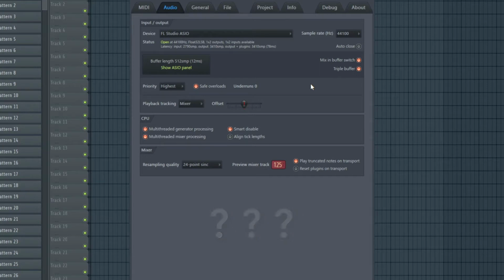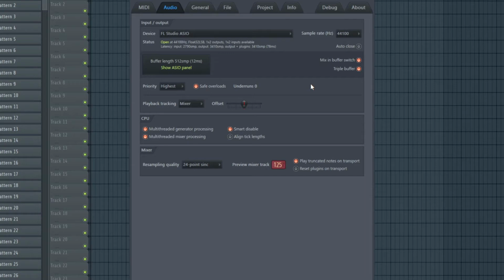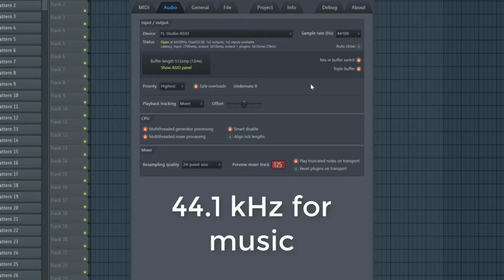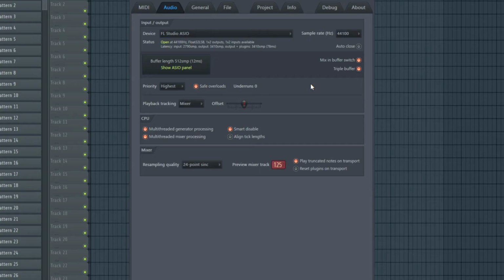A good start to search would be the term oversampling. Going deeper into this topic would go beyond the scope of this video. But I cannot urge you enough to first inform yourself what's really behind it before going the high sample rate route. My advice would be, keep the sample rate at 44.1 kHz for music and 48 kHz for movies, until you really run into a problem which cannot be solved otherwise.